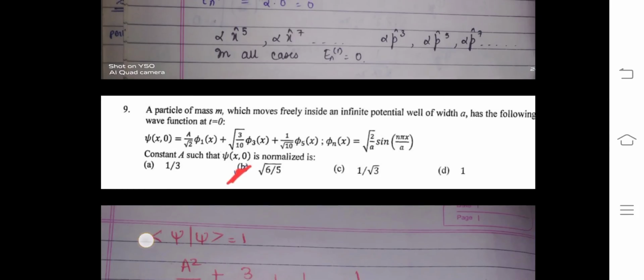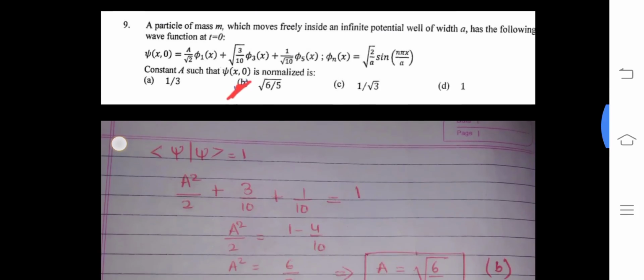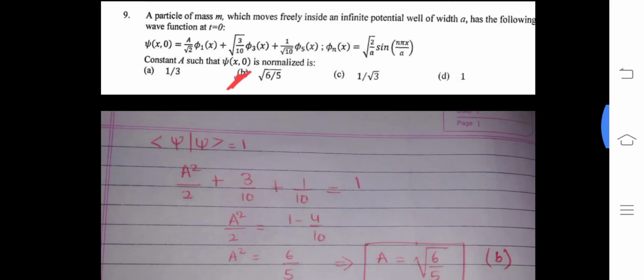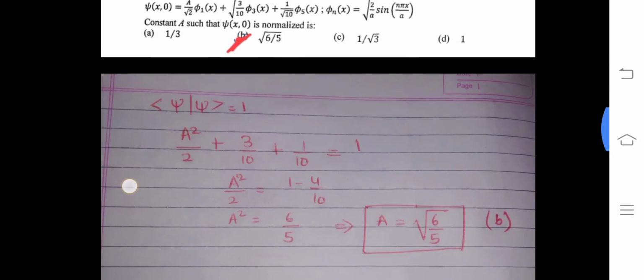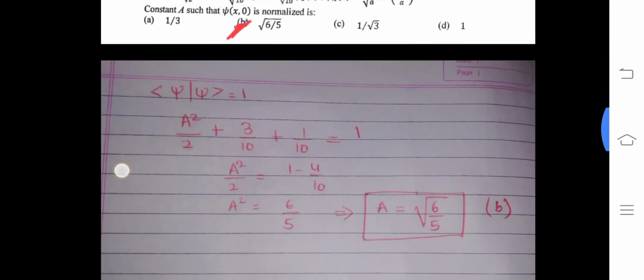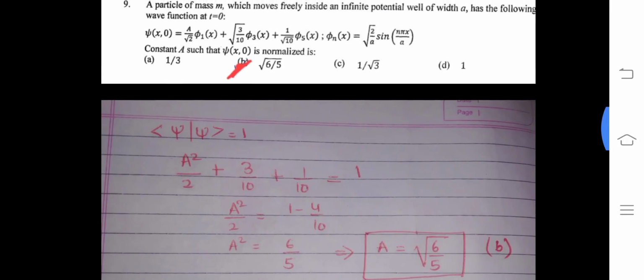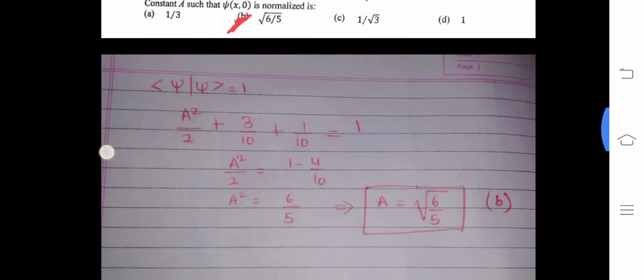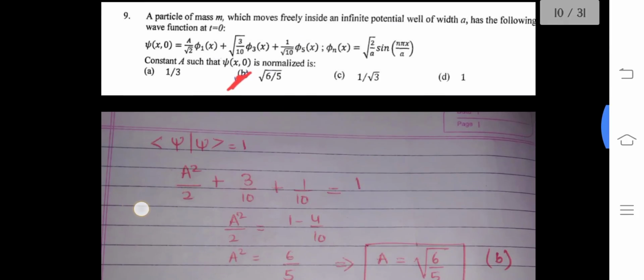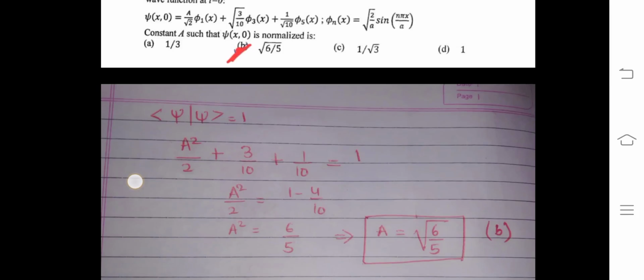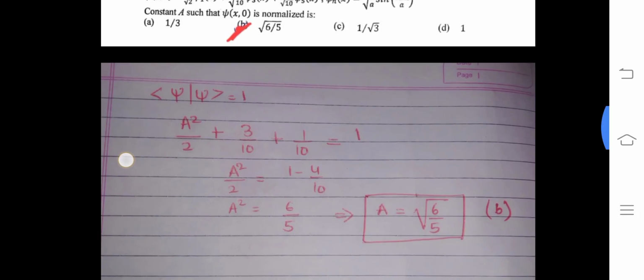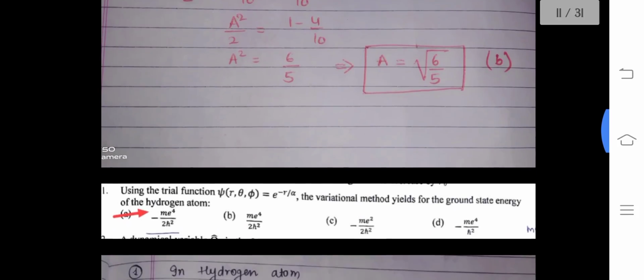We have to find out the normalization constant. So simply what we have to do, as we know, we take the squares of the coefficients and set the sum equal to 1, because the square of the coefficients gives us the probability of finding that particular state. So if we do the calculation, the value of the normalization constant comes out to be under root 6 by 5. So B will be the correct option.